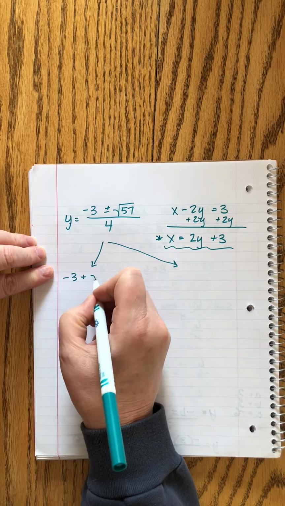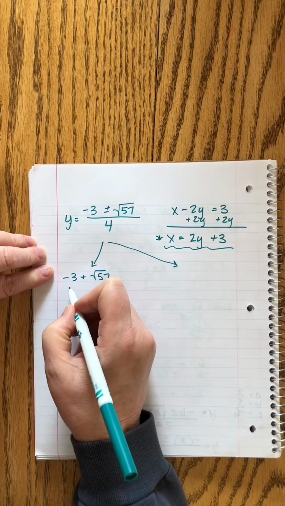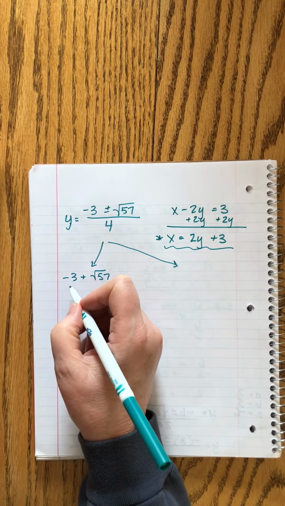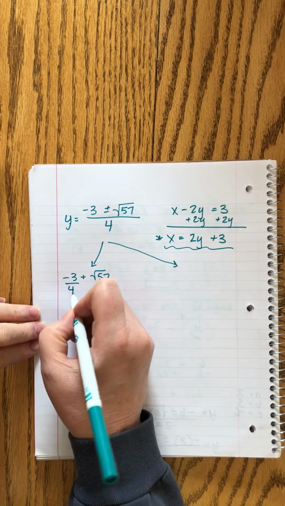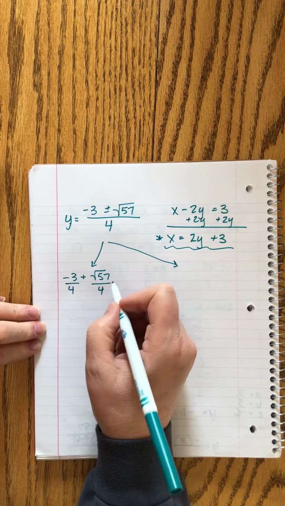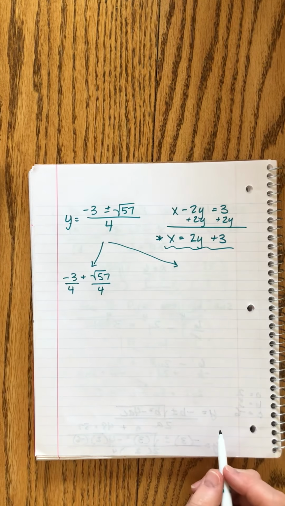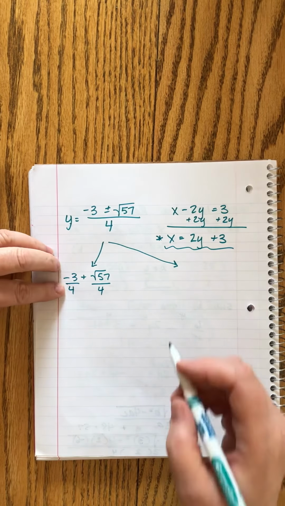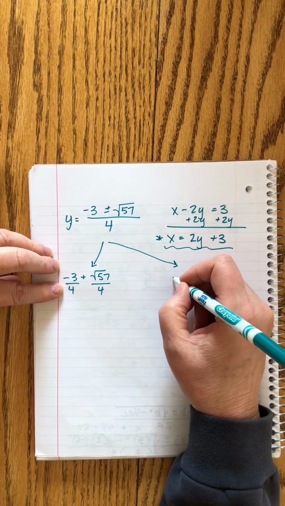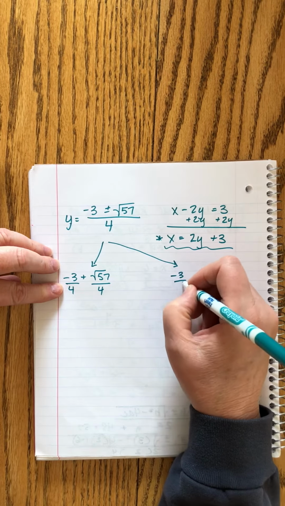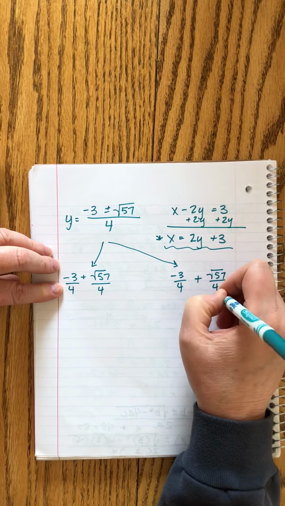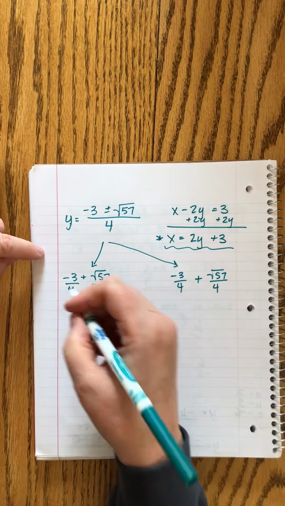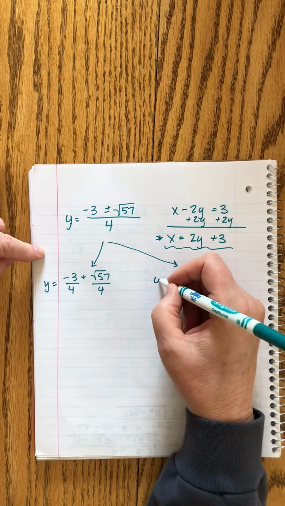Minus 3 plus square root of 57. I'm trying to decide. Let's make these separate fractions. We could write one big line and put them both over 4. I'm going to try splitting them. I think that will be a little bit easier to make sense of. And then this will be minus 3 over 4 plus square root of 57 over 4. Okay, so these are our 2 different values for y.